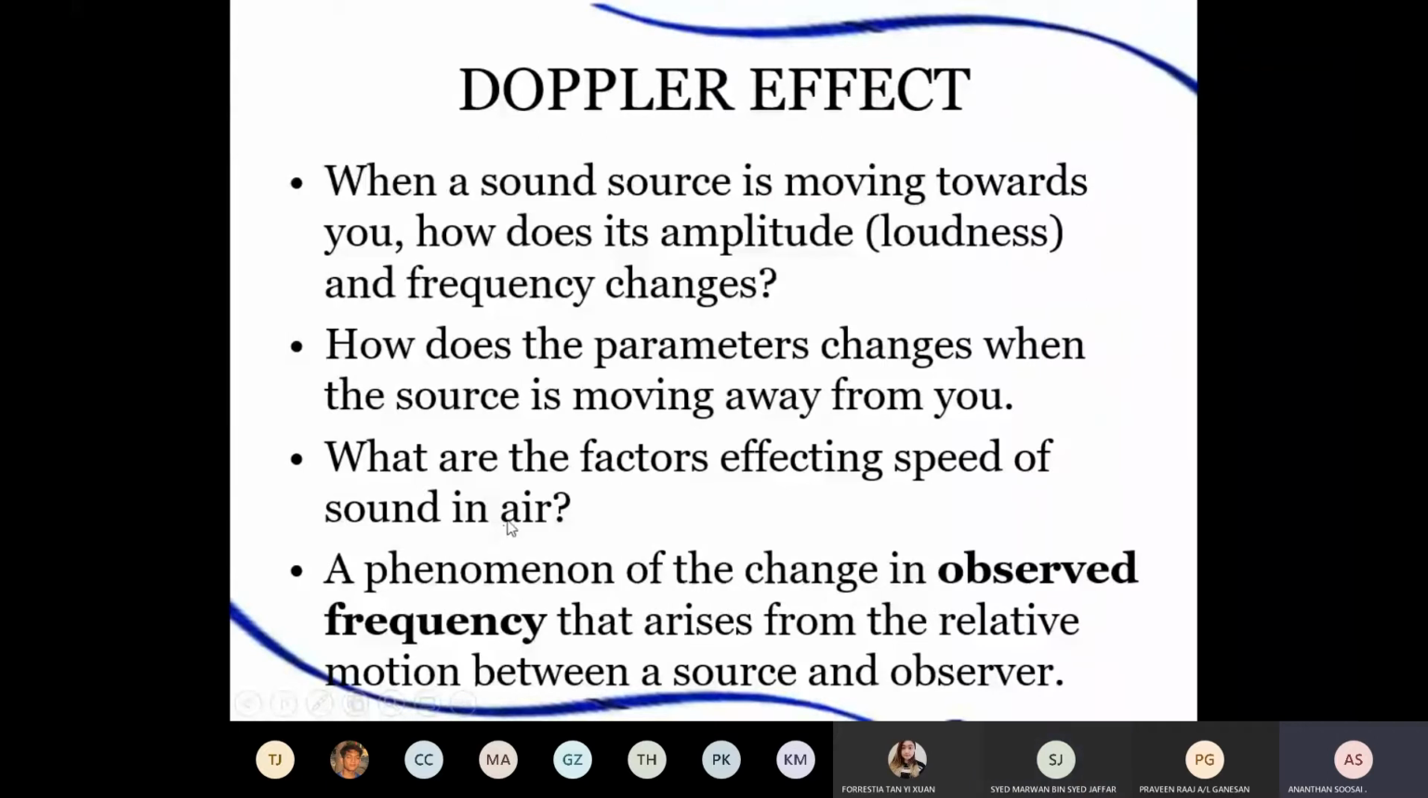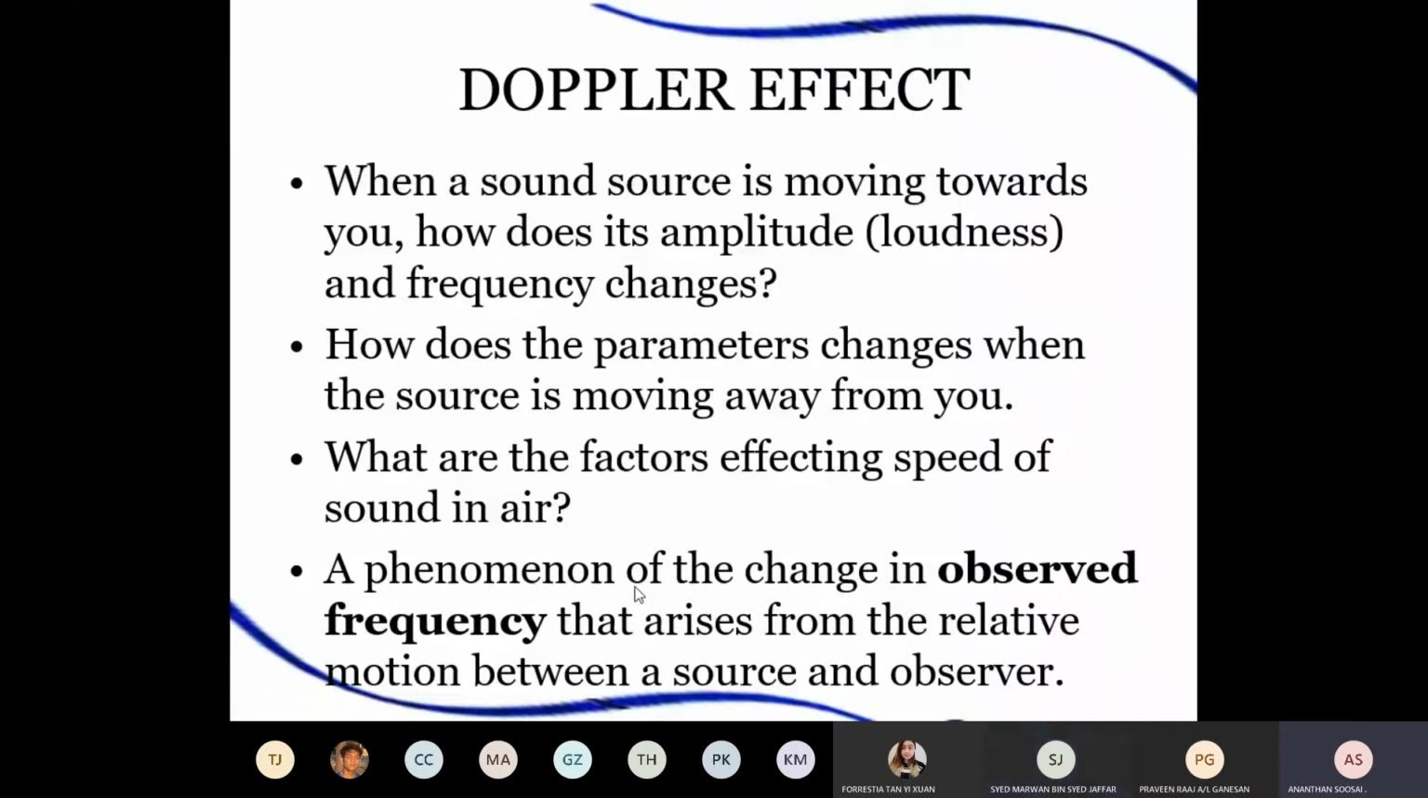Let's say an ambulance is approaching you. You are standing. The source is moving towards you, so you will experience the Doppler effect. Or let's say the ambulance is stationary and you, as the observer, are running towards the ambulance. You will still sense the Doppler effect, the rise in frequency.